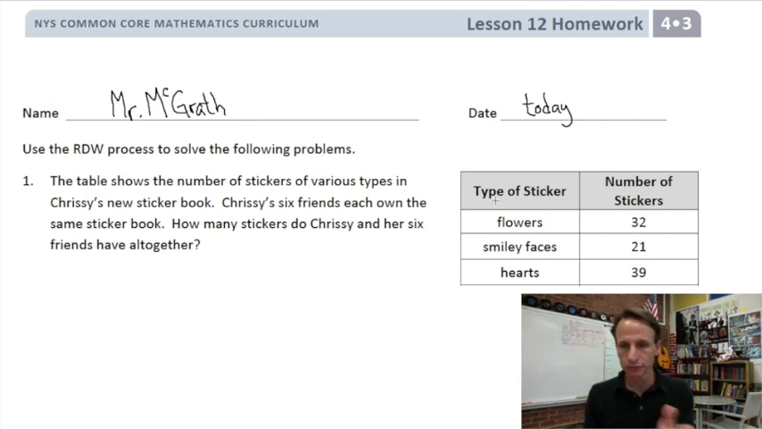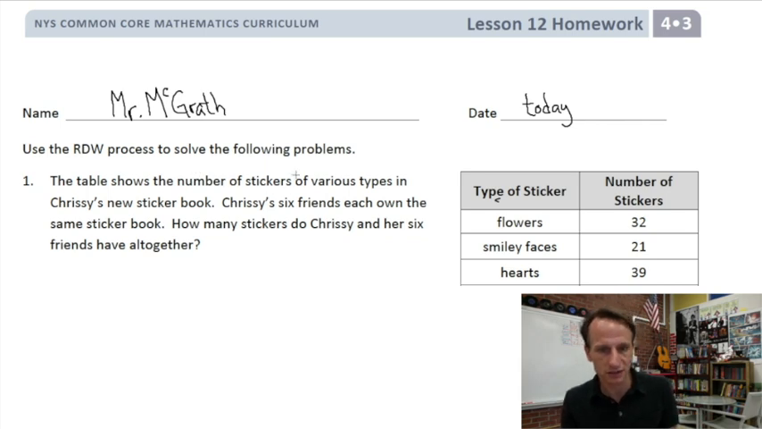The table, there it is, shows the number of stickers of various types in Chrissy's new sticker book. Chrissy's 6 friends each own the same sticker book. Got that? So how many stickers do Chrissy and her 6 friends have all together?